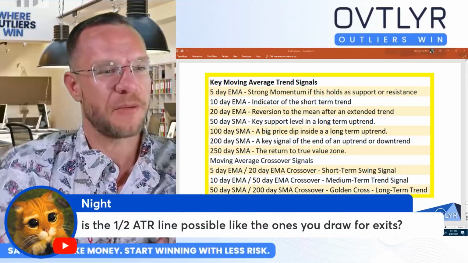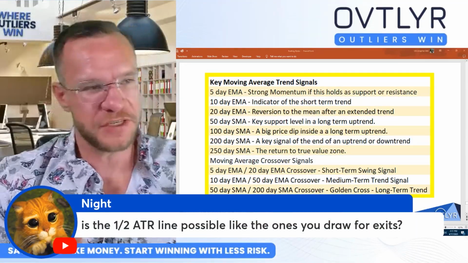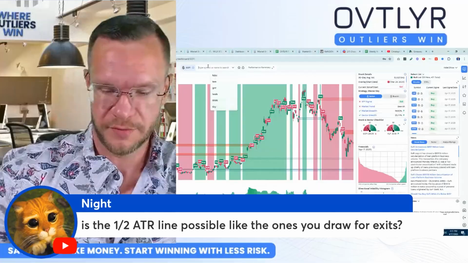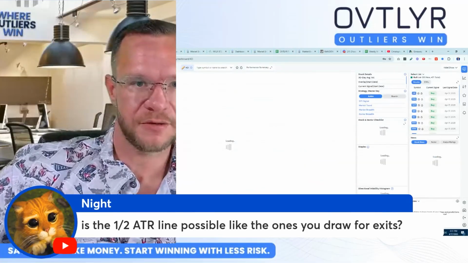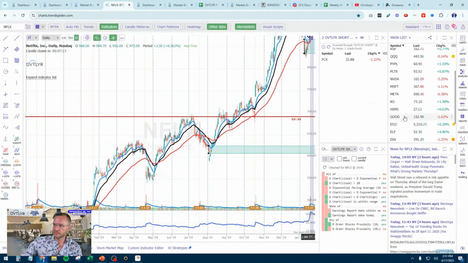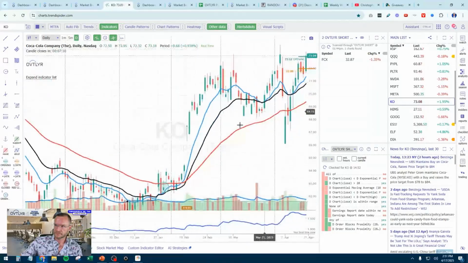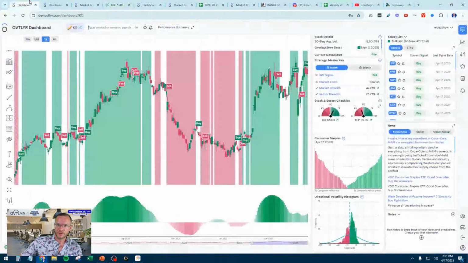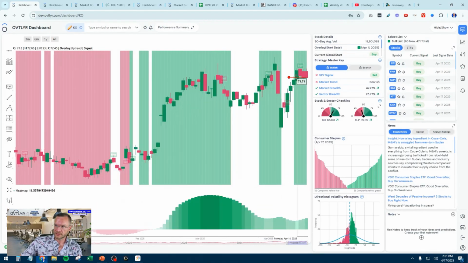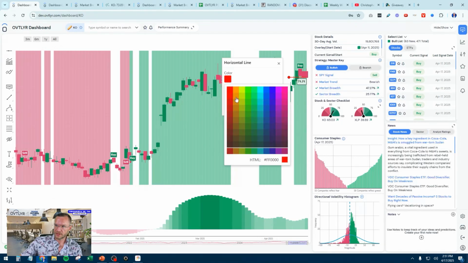Knight says, is a half ATR line possible like the ones you draw for exits? The half ATR should. Yeah. So for example, let's do that together. If we look at Coke, we're going to do the same exercise that we did earlier. Let's say that I get in on Coke and I draw a line. It's going to be hard to see off to the far right-hand side of the chart, but there we go. Let's say I draw a line and I mark it green because that's where I got in, like a dark green.